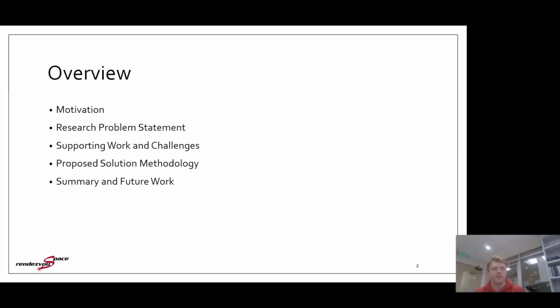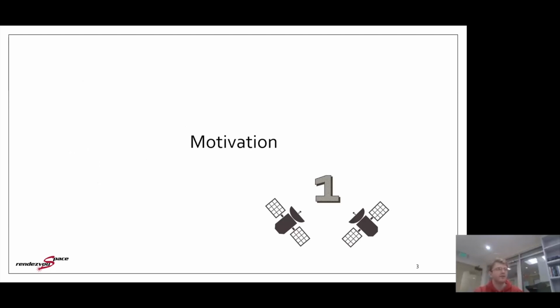I'll take you through the motivation of this problem, how we're going to frame it as a research problem, some supporting work and challenges that are currently faced, how we're going to provide new solutions going forward, and then I will summarize and talk about what we can do from what we have now, and from what I've done up to this point.